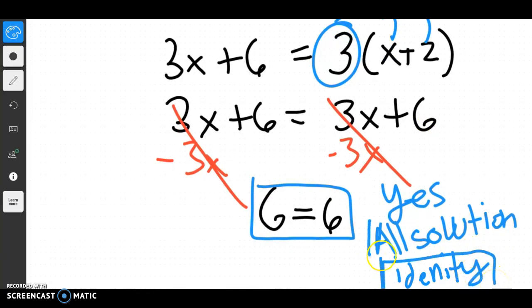It is its identity. So the difference between this time and last time is we just noticed that the x's cancel, and these are exactly the same. If that happens, you say all solutions or it's its identity. Try some problems today.